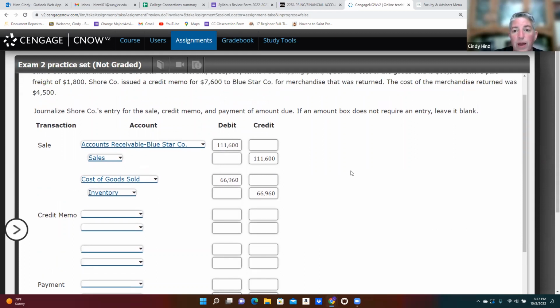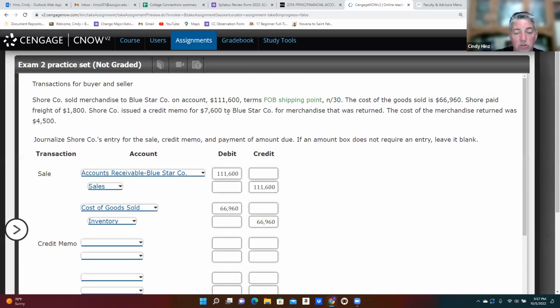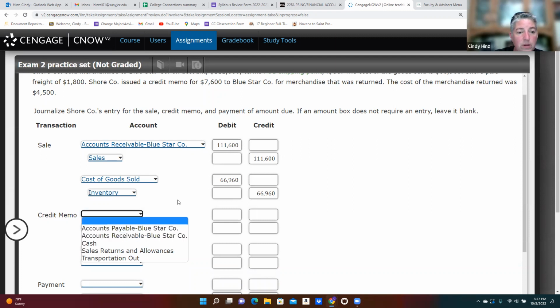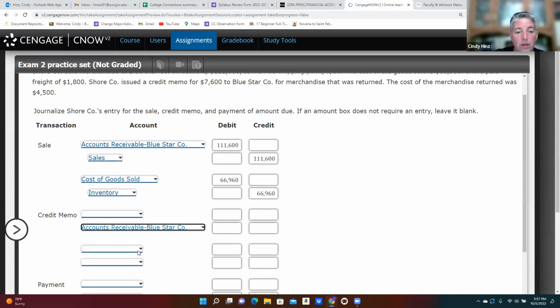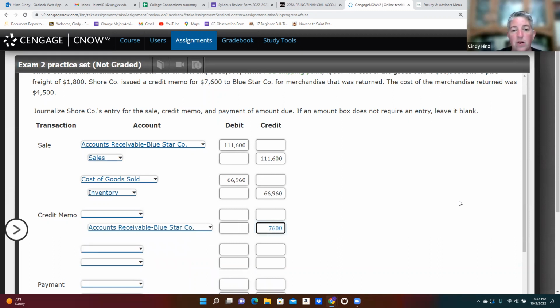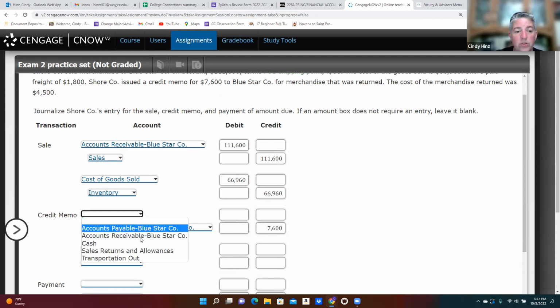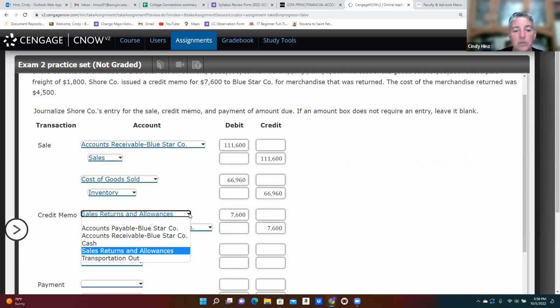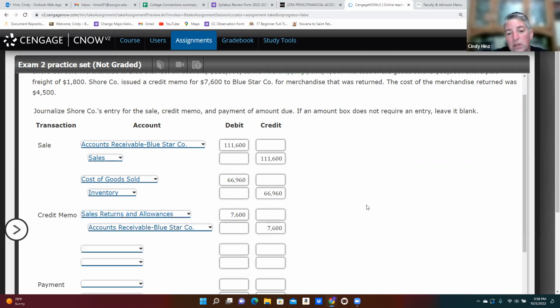So for the credit memo, they issued a credit memo for $7,600. They're going to remove that from what Blue Star owes them. They no longer owe them for that merchandise. And they're going to record this as a sales return and allowance to keep track of how much was returned to them.